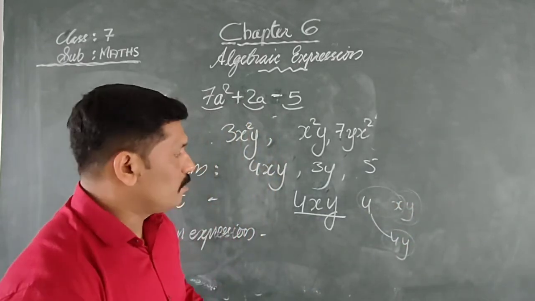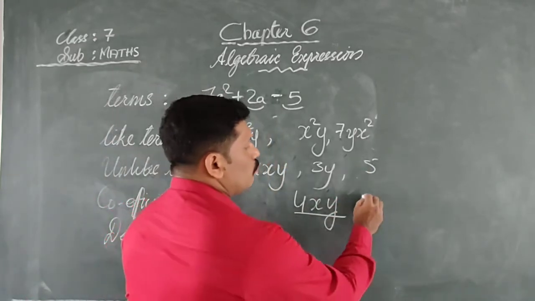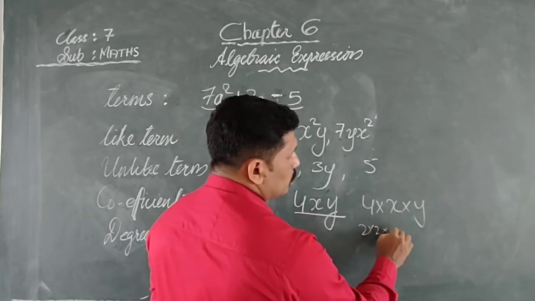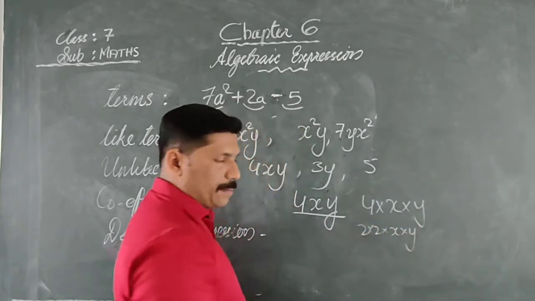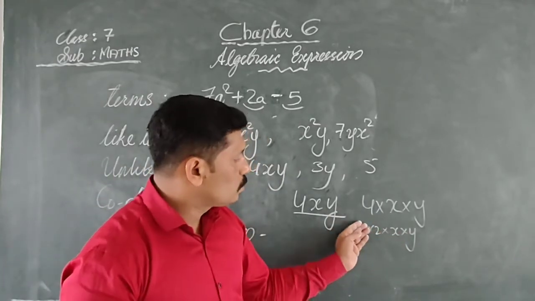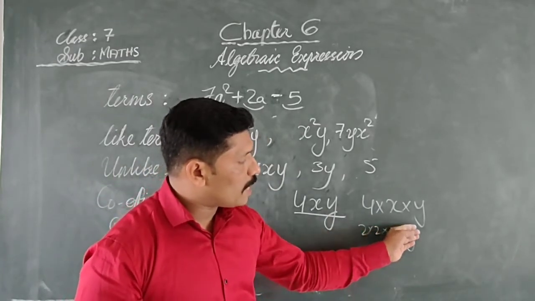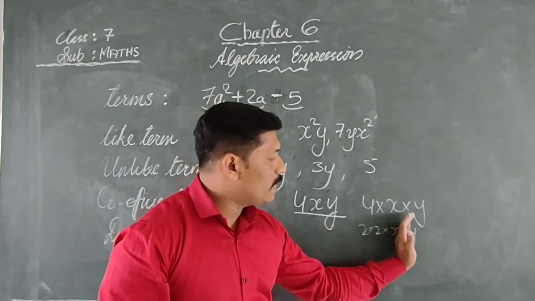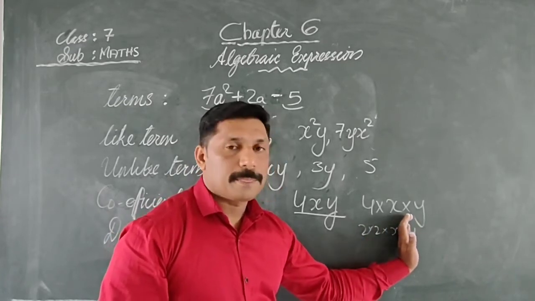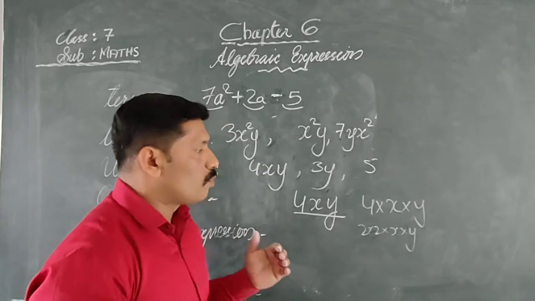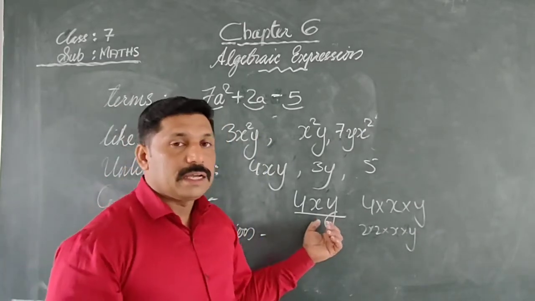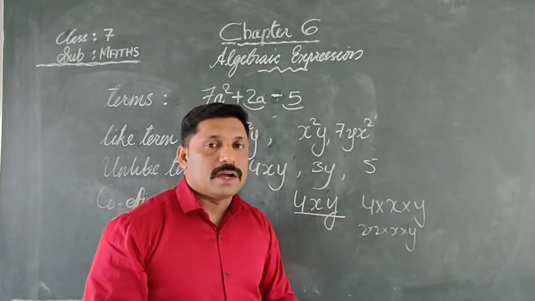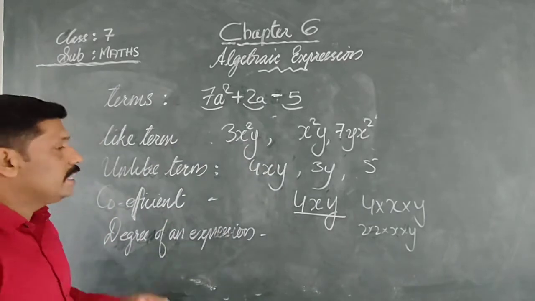In this way, every factor, when we factorize a term, how do we factorize a term? 4 into x into y. And 4 we can factorize as 2 into 2 into x into y. This is the factorization of this term. So this 4 is the coefficient of xy, and if we take the coefficient of x, then 4y is the coefficient of x, and if we take y, then 4x is the coefficient of y. So coefficient means, in the term, the quantity that is multiplied to another quantity is called a coefficient of that quantity.